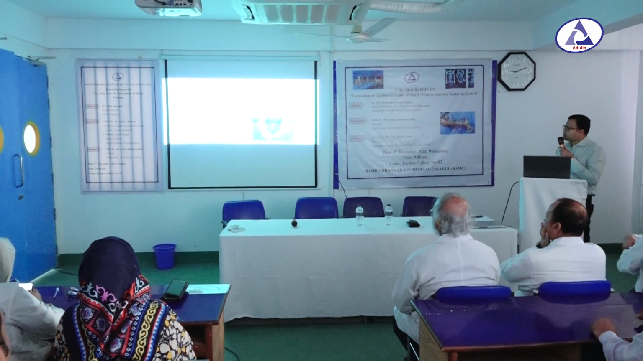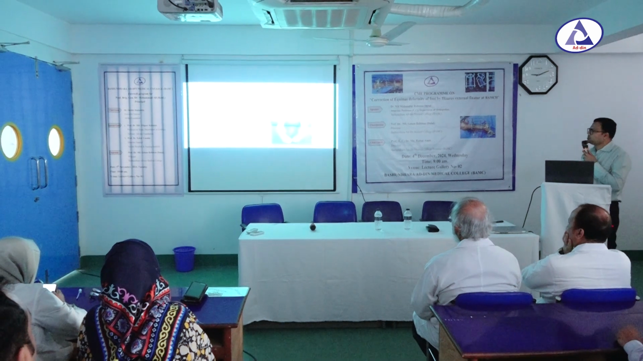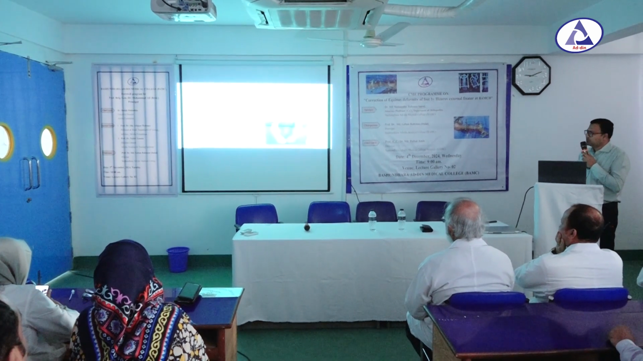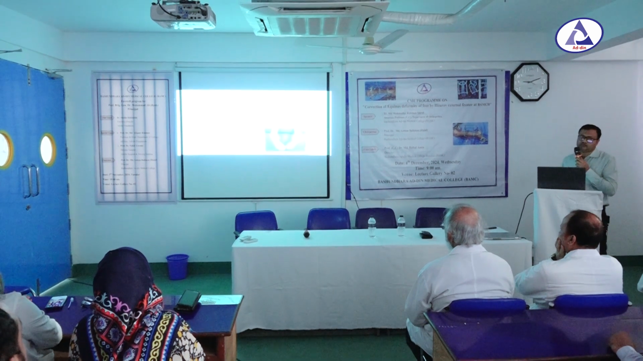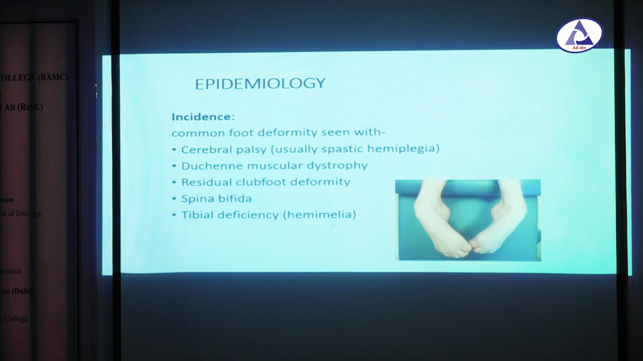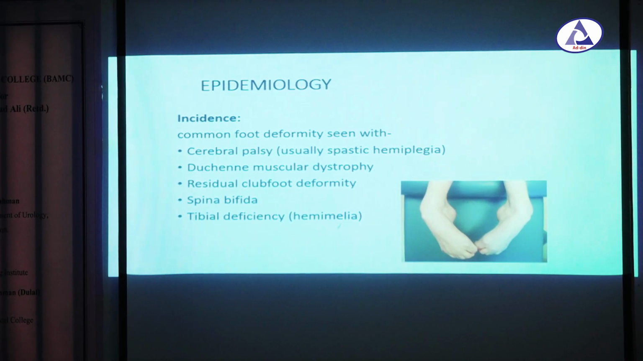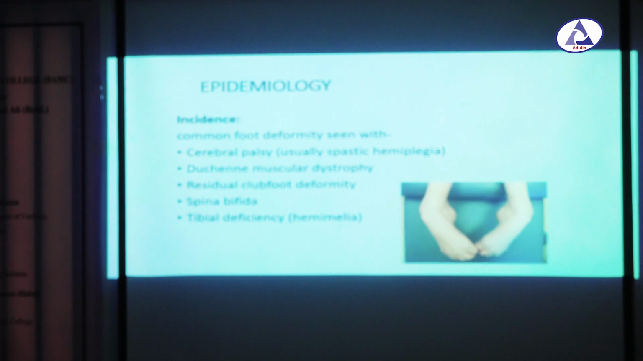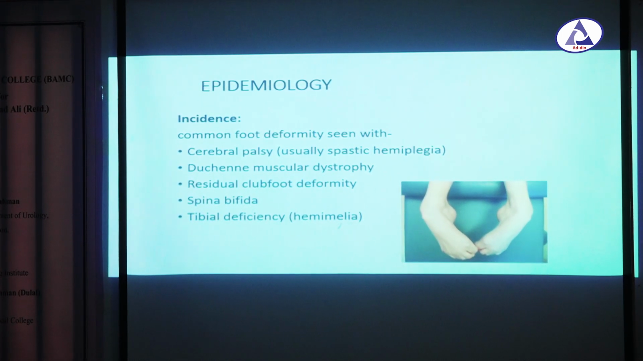And in epidemiology, the common foot deformity is seen with cerebral palsy, and this is the most common scenario of Equinus deformity. It usually presents with other deformities of both lower limbs and upper limbs, and usually this is of spastic type. Duchenne muscular dystrophy and residual clubfoot deformity are other causes. After treatment of clubfoot, a few deformities are corrected, but the Equinus deformity still remains, or recurrence of this Equinus deformity may occur, and this may be associated with spina bifida and tibial deficiency. Okay.